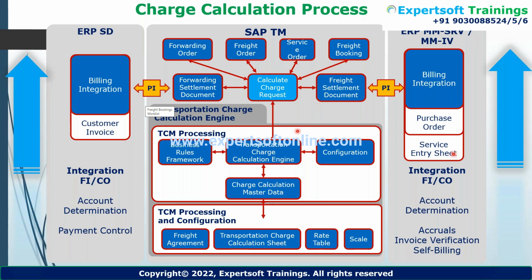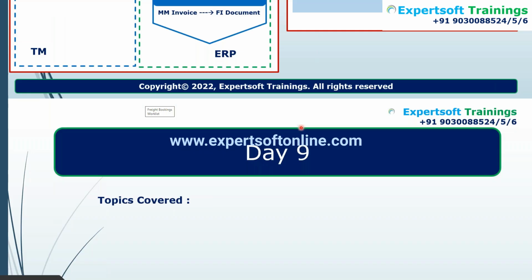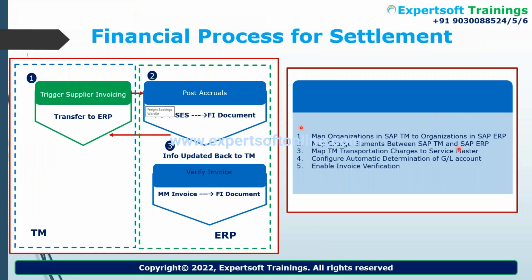Now coming to how this financial process works for settlement. This is just information, but we will be working on this particular topic, like mapping organization. These are all important activities which we will be doing. I will be giving you complete information on how this needs to be determined, because in the end you need to post this invoice verification exactly. So we will be talking about that.